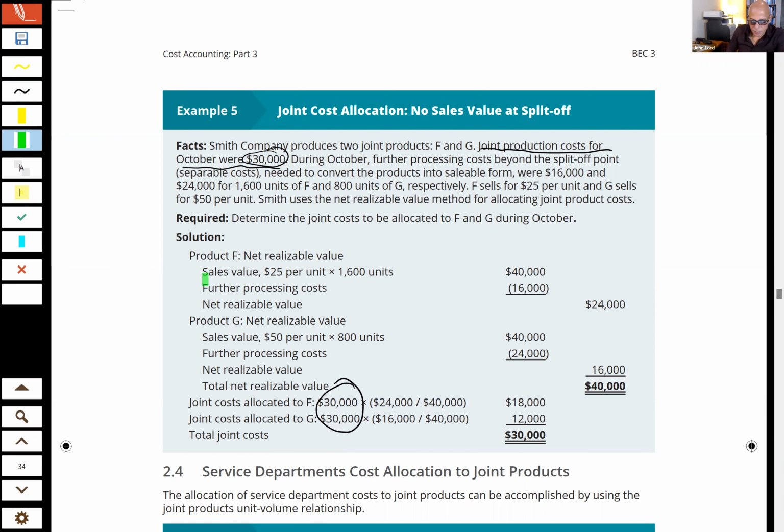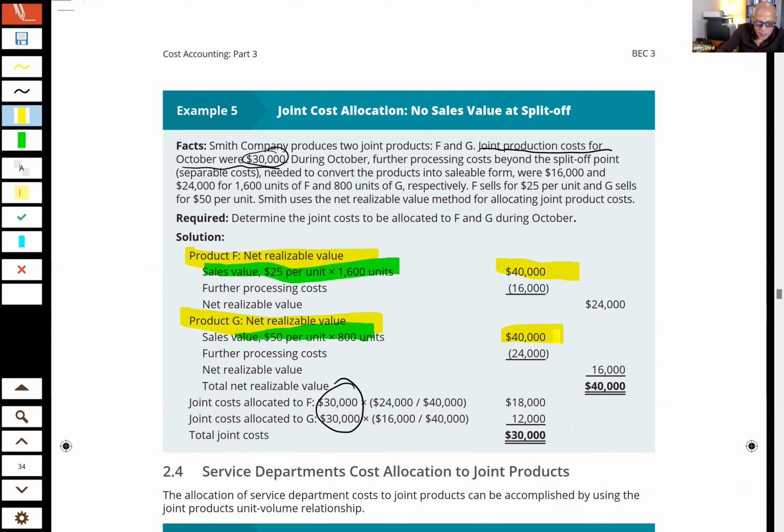Okay, and so what happens? We would ultimately be able to sell this for $25 per unit. 1,600 units is what they had in this example, and they will ultimately be able to sell product G, okay, we got product F, product G here, at $50 per unit. There's 800 units of those. So this is a little annoying that they come up with the same number, 40,000 for each of those, but that's okay.